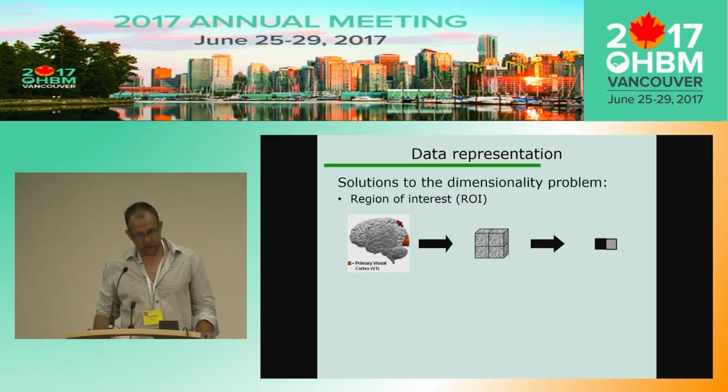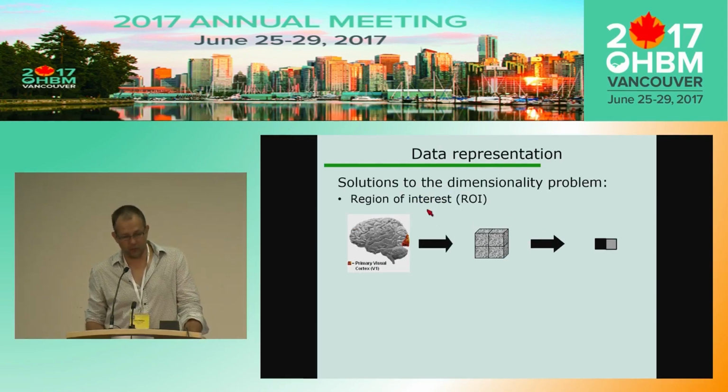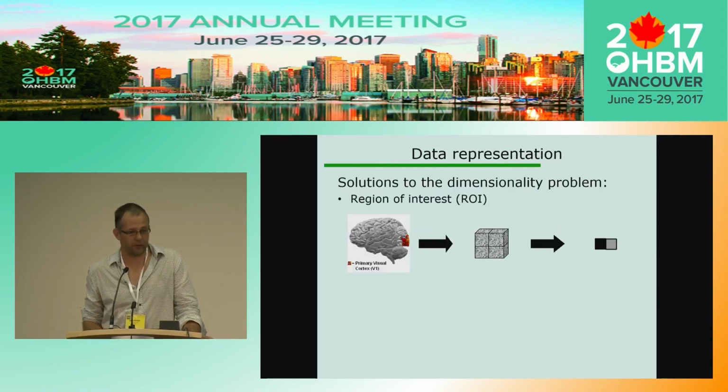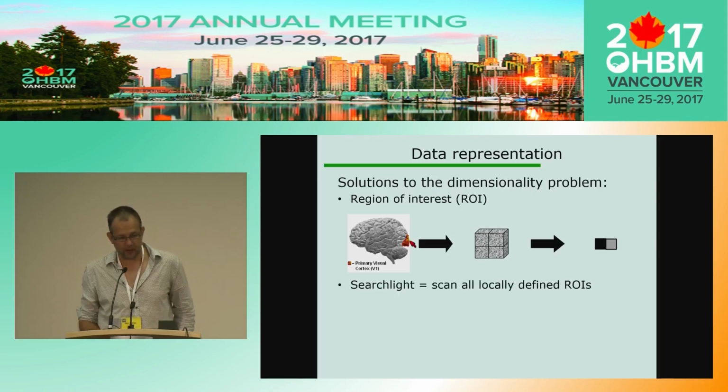To make things easier, instead of using the whole brain, I could use just a few points. You can use a region of interest, so you have fewer features, so you reduce the size. But still, even if you use a small part of the brain, you easily get 1,000 voxels. And the dimensionality issue is less severe, but it's still there.